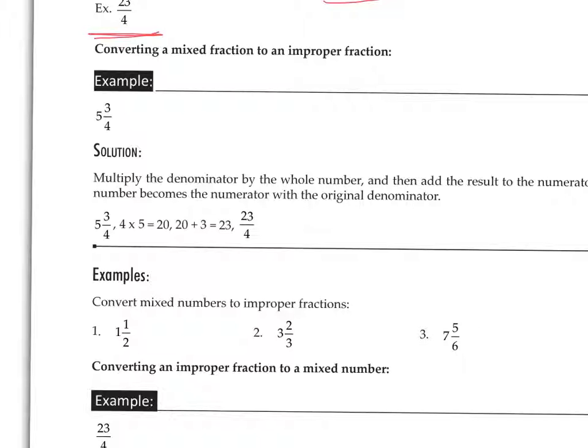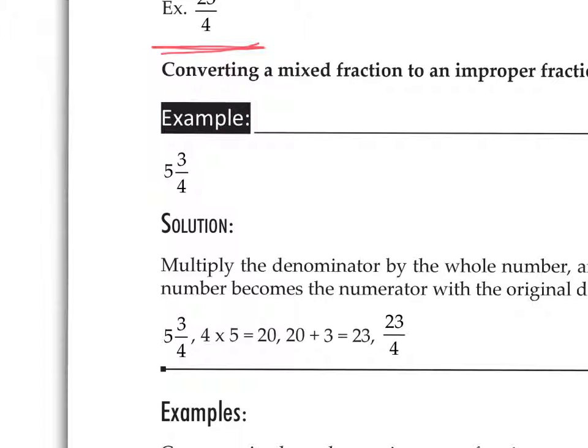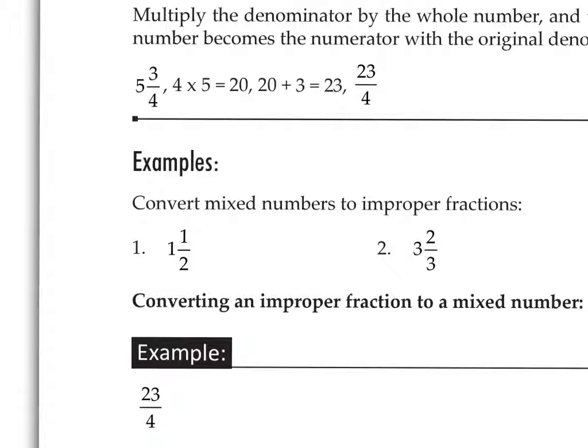The process for converting a mixed number to an improper fraction is first to multiply the denominator times the whole number and then add the numerator. So 4 times 5 is 20, 20 plus 3 is 23, and that's your new numerator. The denominator always stays the same, so this becomes 23/4. So we can practice here a little bit.